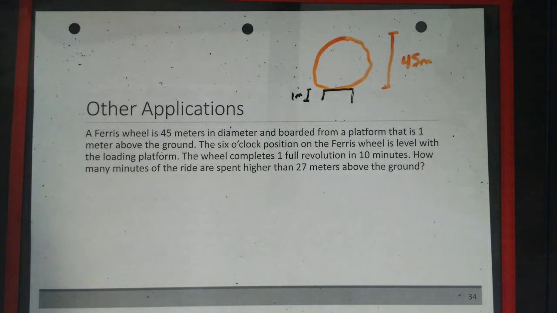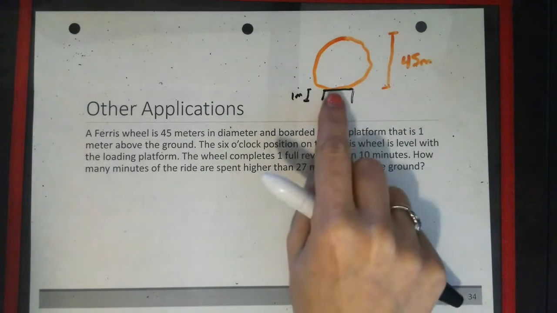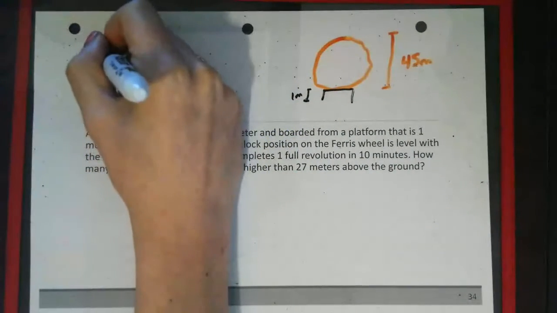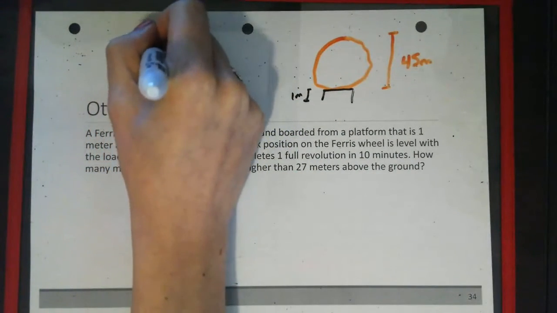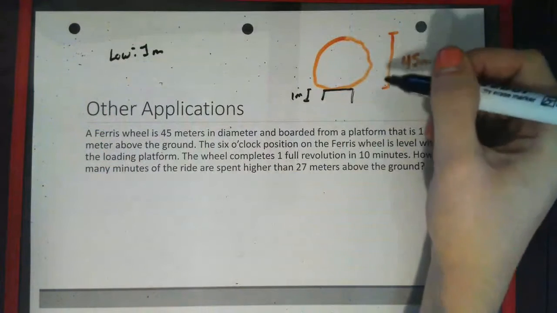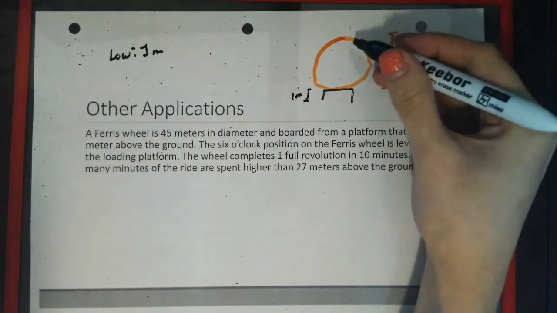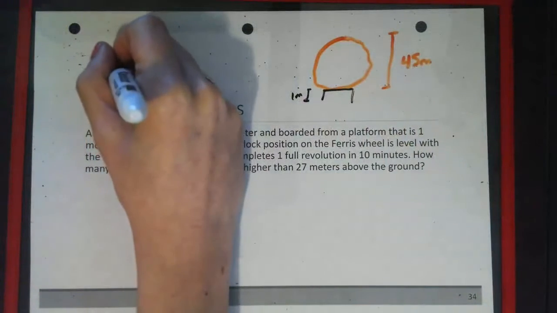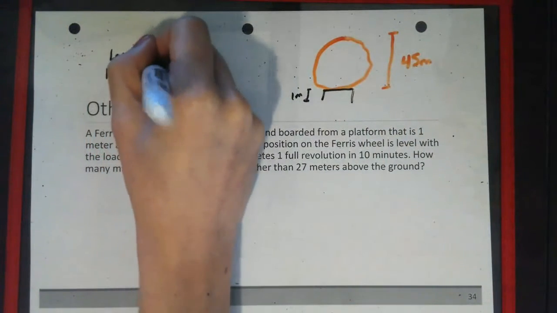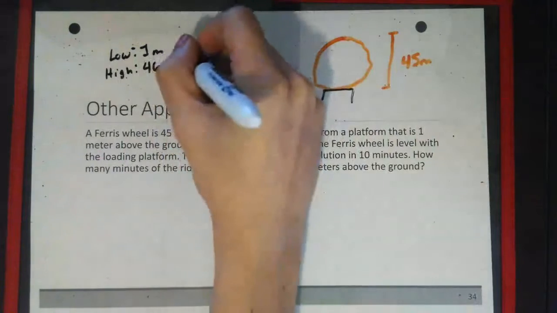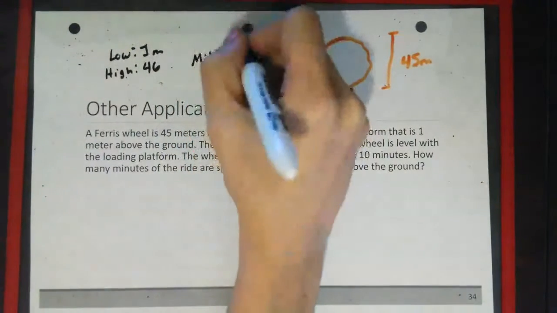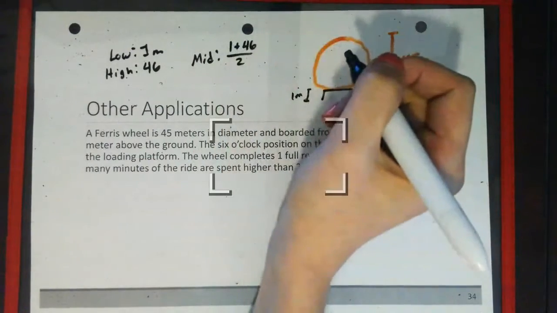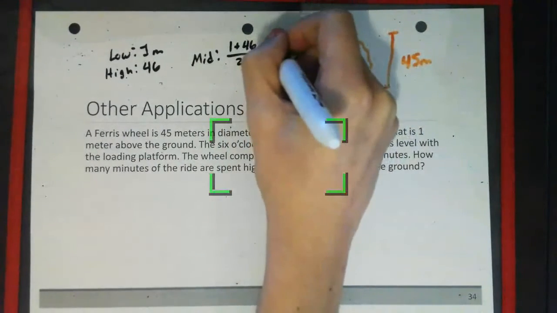So we can find the midline and the amplitude from this, because on the ride, the lowest they ever are is 1 meter. The highest they ever are is the 45 meters of the Ferris wheel plus the 1 meter where they load from. So the high is going to be 46. So that means our midline is at the average of those. 1 plus 46 over 2 is 23.5.